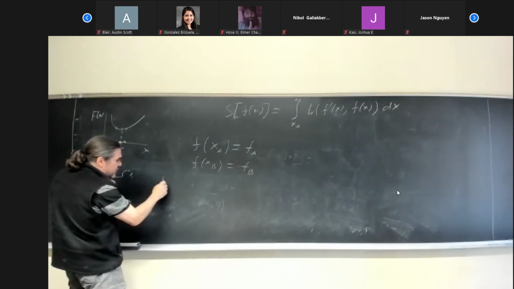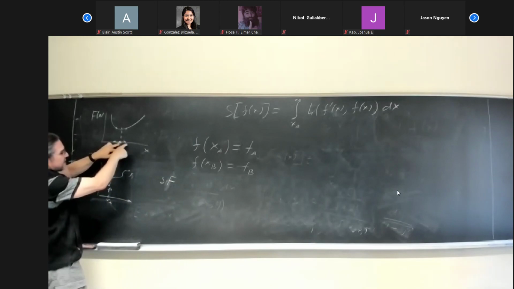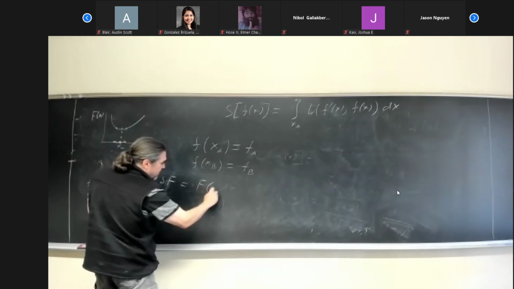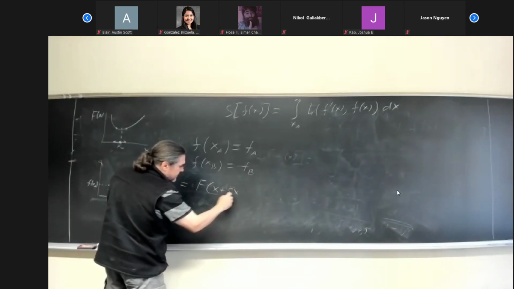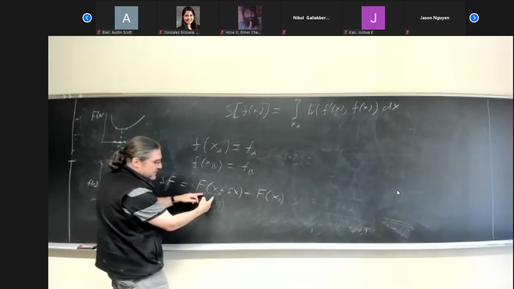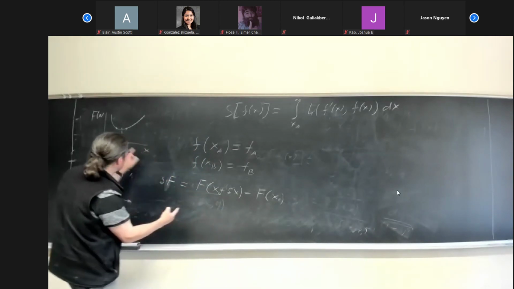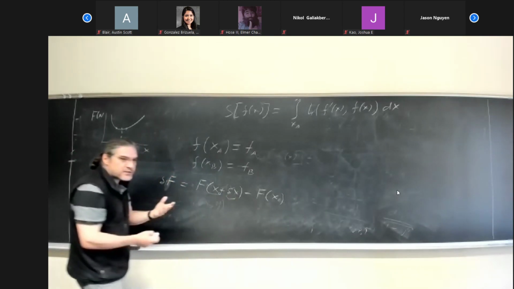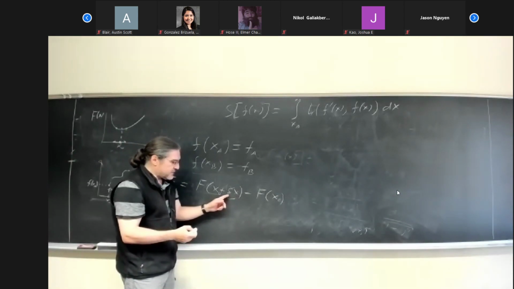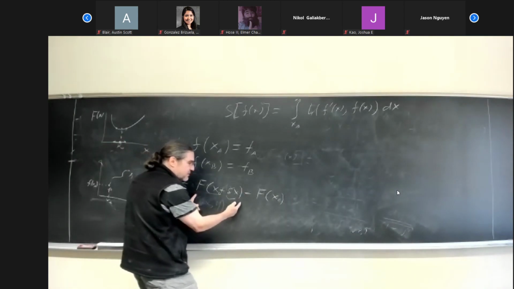So if I say that the change of the value of the function, when I go a little bit to the left and a little bit to the right, right? So this is f of x naught plus delta x minus f of x naught. This is a change of the value of the function when I shift it a little bit to the right or to the left, depending on whether my delta x is positive or negative. And either way, whether it's positive or negative, this must be positive, because the value of the function must increase.